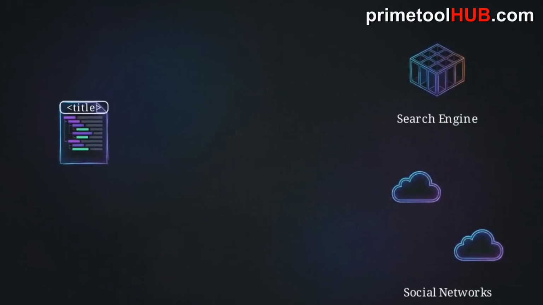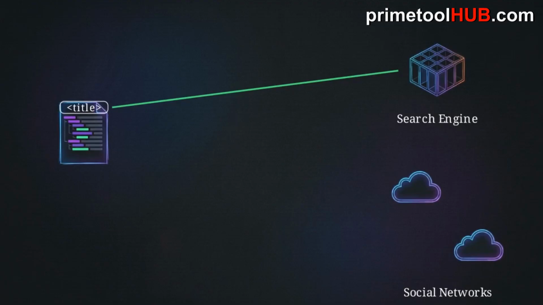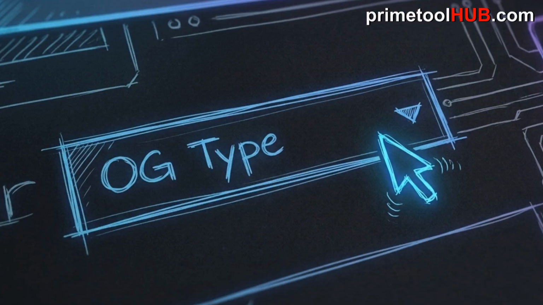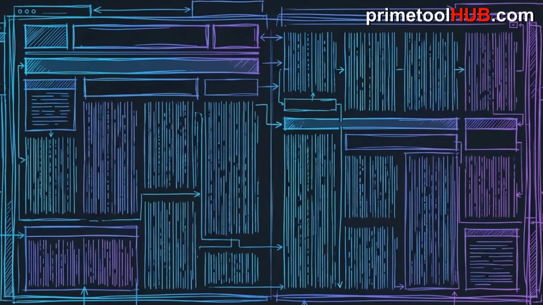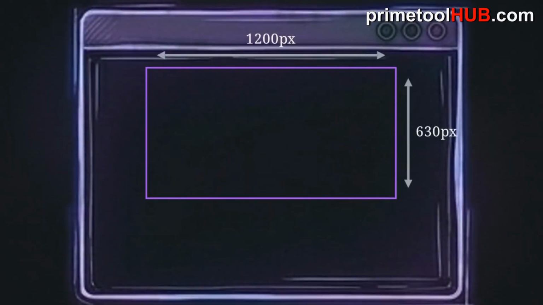Standard title attributes do not dictate how social networks read your link. Scroll down to the Open Graph and Social section to build that specialized microdata. Set your structural classification by assigning the correct OG type. Tell the platform if it is indexing a standard website, a specific article, or a product. This wireframe maps the exact dimensions required for your social media preview graphic, 1200 pixels wide by 630 pixels tall.